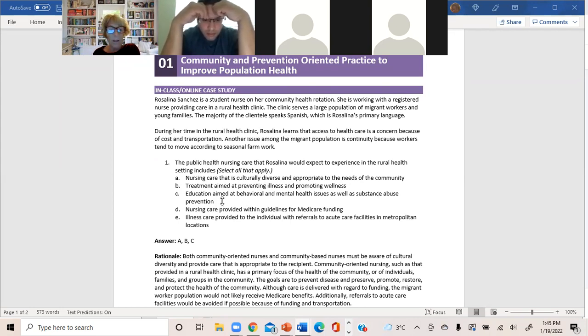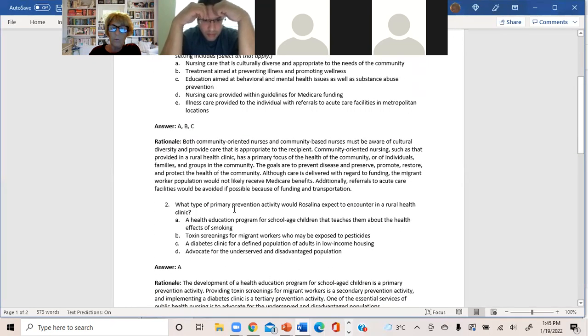If a lot of that doesn't make sense to you right now, read the rationale. It goes through community-oriented and community-based. Both community-oriented nurses and community-based nurses must be aware of cultural diversity and provide care that is appropriate to the client. Community-oriented nursing, such as that, so it goes through all that. The goals are to prevent disease and to preserve, promote, restore, and protect. We just went through this. Where have you seen this? Right?